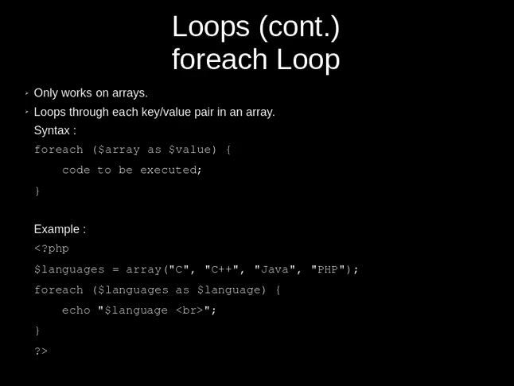Let's take an example where we define an array $languages with values C, C++, Java, and PHP. Say foreach $languages as $language, echo $language. So this would print out C, C++, Java, and PHP.